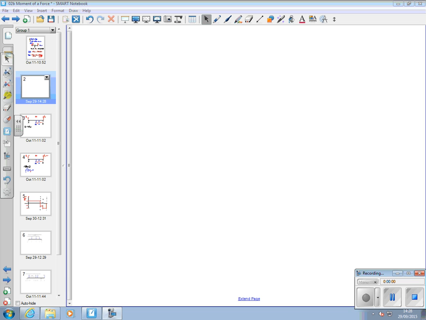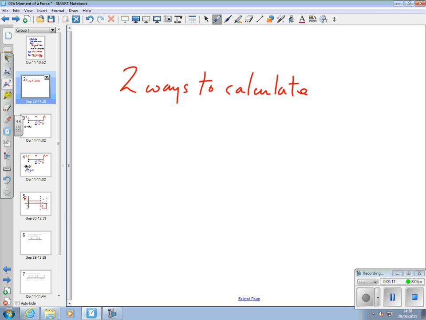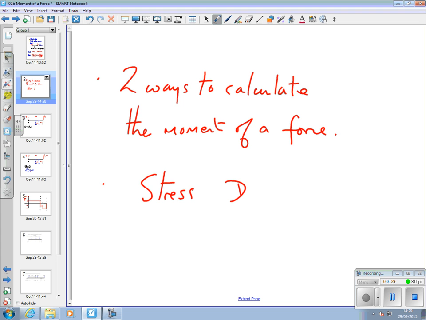Okay, so we're going to look at two things. We're going to look at two ways to calculate the moment of a force. And then we're going to look at how we put that information onto a stress diagram for a beam.